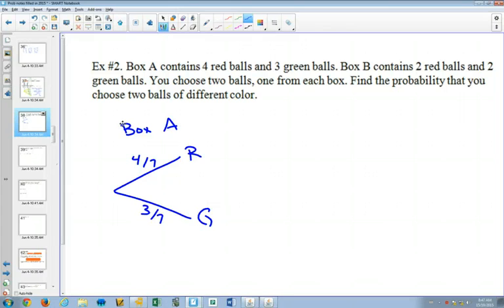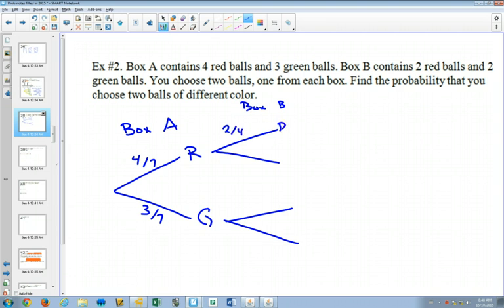Then once you've chosen one out of box A, next you're going to choose something out of box B. So if I chose the red one, I'd still have 2 choices out of box B, and I'd still have 2 choices out of box B if I'd chosen a green one. Because out of box B we have 2 red and 2 green, so it'll be 2 out of 4 for red and green, 2 out of 4 for red and green. The same thing happens down here because it's the same box.